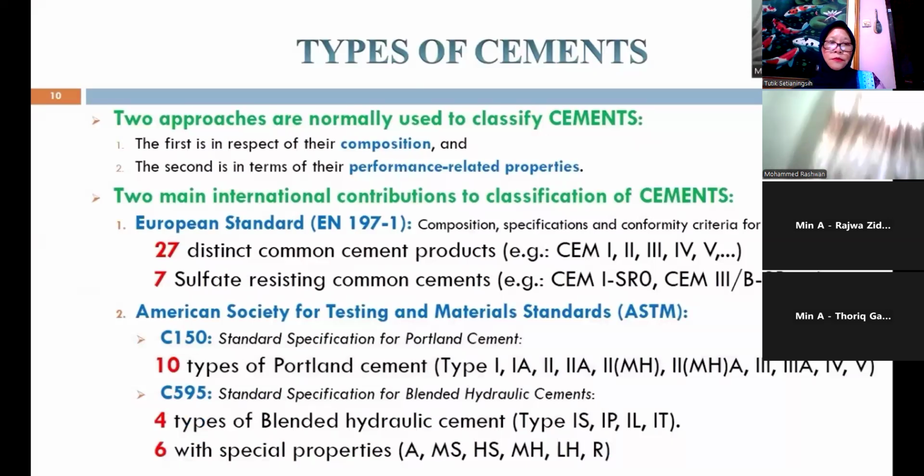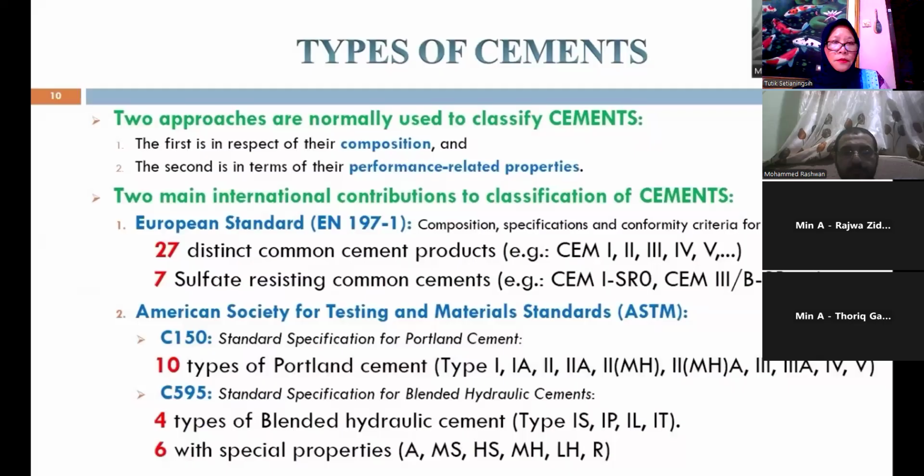For example, CEM I, CEM II, CEM III, CEM IV, CEM V, etc. And there are seven sulfate-resistant common cements, for example CEM I-SR0, SR meaning sulfate resistant, and 0 meaning the C3A content is 0%, and CEM III/B-SR, etc.